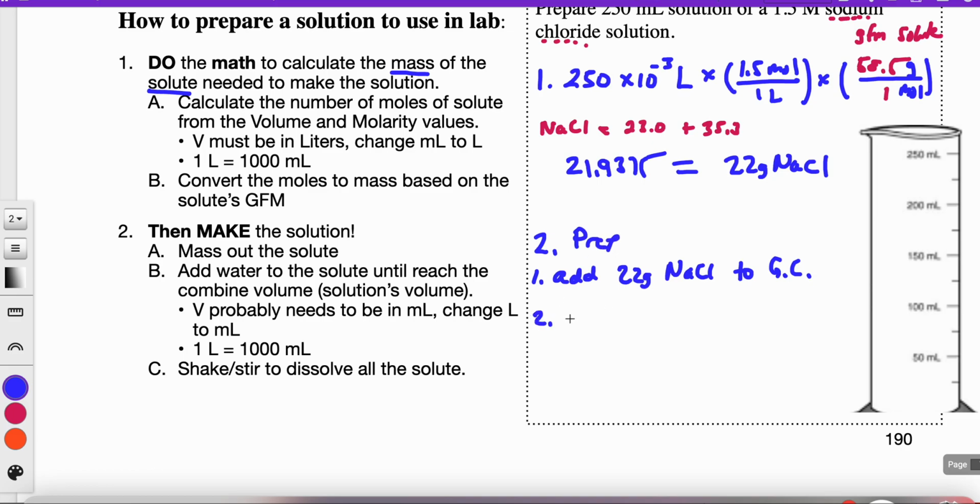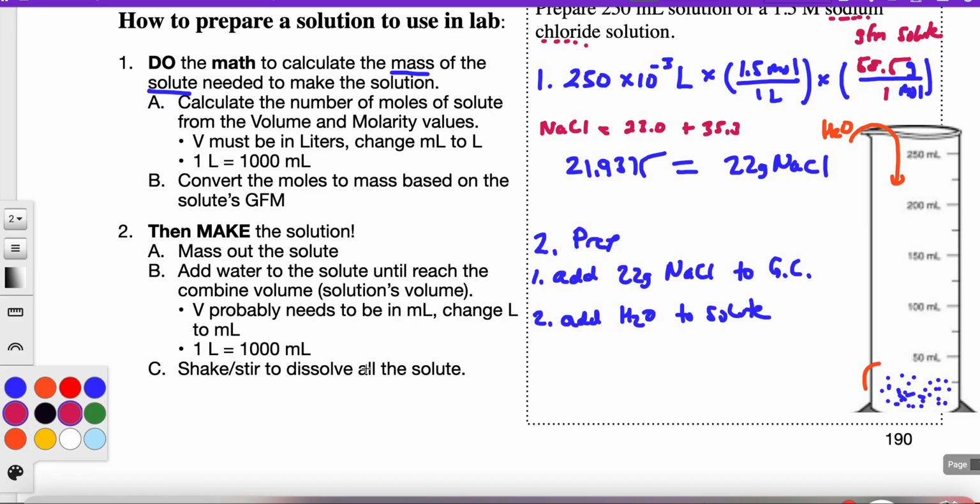Step 2, now I am going to add H2O, my solvent, to the solute. Here's my NaCl, all those little white crystals down there, and in here I am pouring in H2O. Now I'm creating a mixture because I have my solute and I'm adding my solvent. I'm going to add the H2O to this until we reach the combined volume.